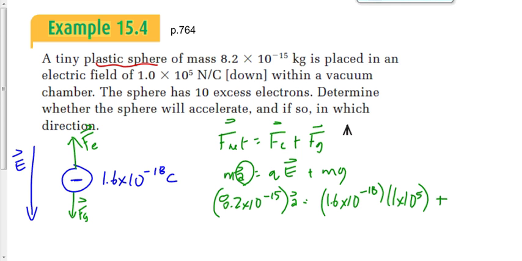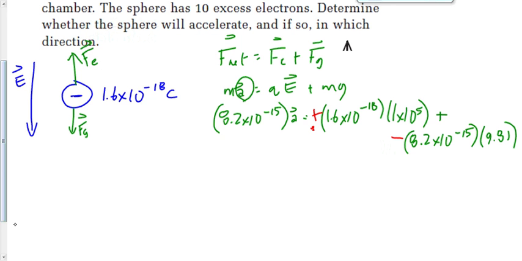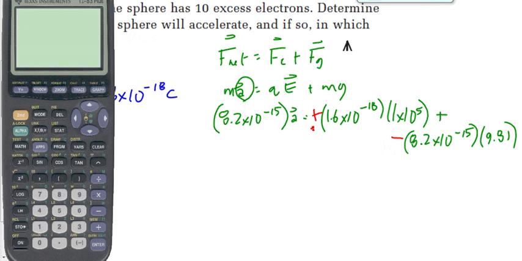And mass is 8.2 times 9.81. We're going to make this a positive force because it's upwards, and this a negative force because it's downwards. Solve for A. Why did I draw the picture? So that I'd recognize that this was a positive value, not a negative value. Let's do the math here.